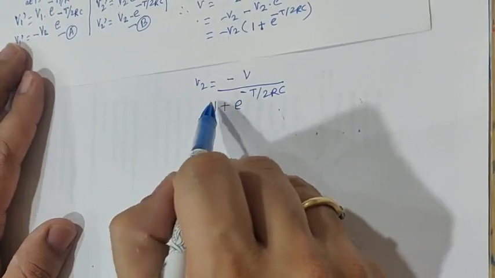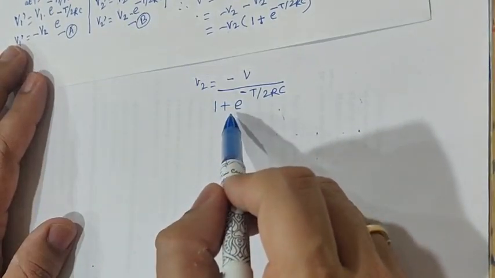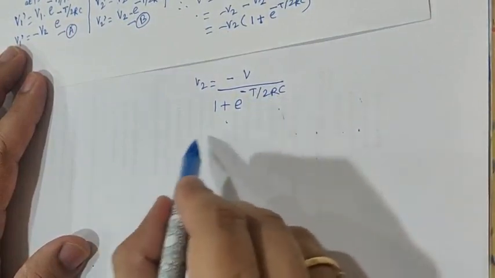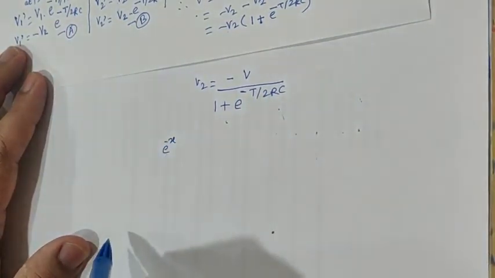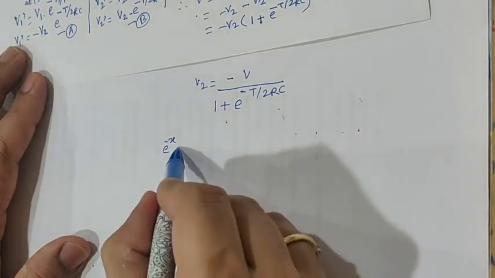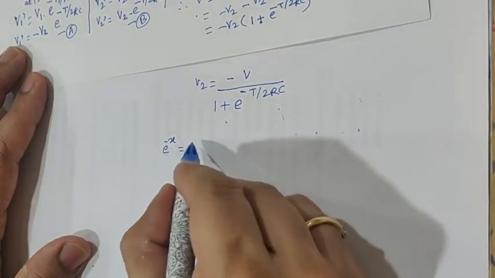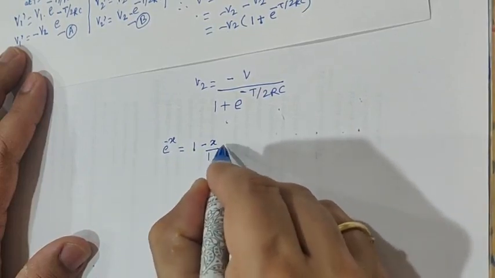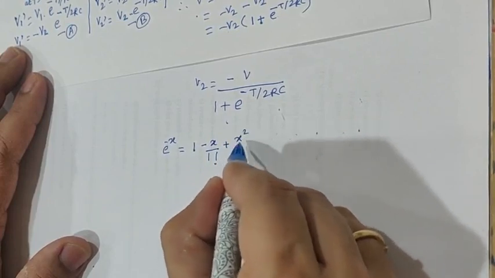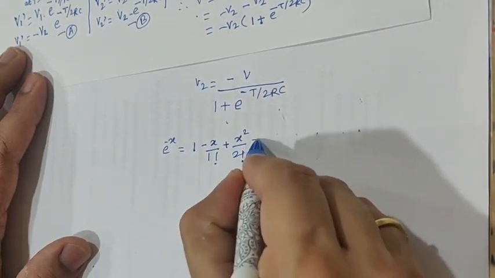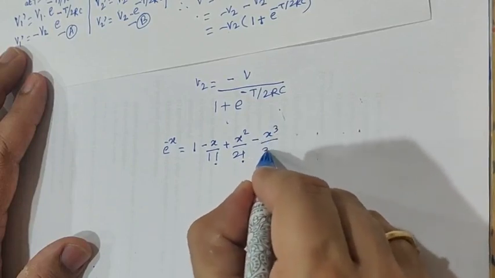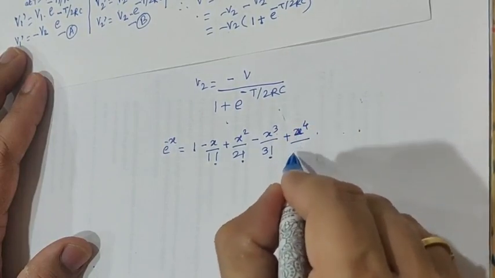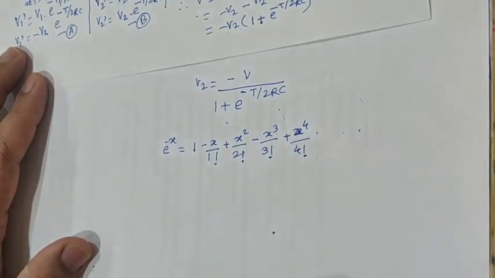So V2 will be minus V, 1 plus e to the power minus t by RC. Now this term e to the power minus t by twice RC can be compared to e to the power minus x, where e to the power minus x is a series which can be written as 1 minus x upon 1 factorial plus x square upon 2 factorial minus x cube upon 3 factorial plus x4 upon 4 factorial. We can write this in series.